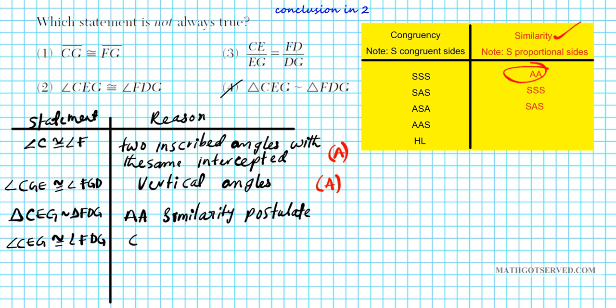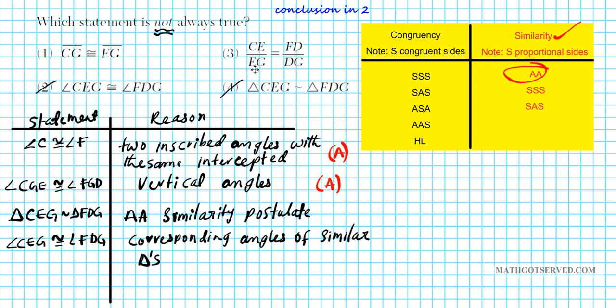So let's write that down. Corresponding angles of similar triangles. All right, corresponding angles of similar triangles are congruent. So option 2 is correct. So let's cross that out. We're looking for what's not true, okay? So be careful with that.